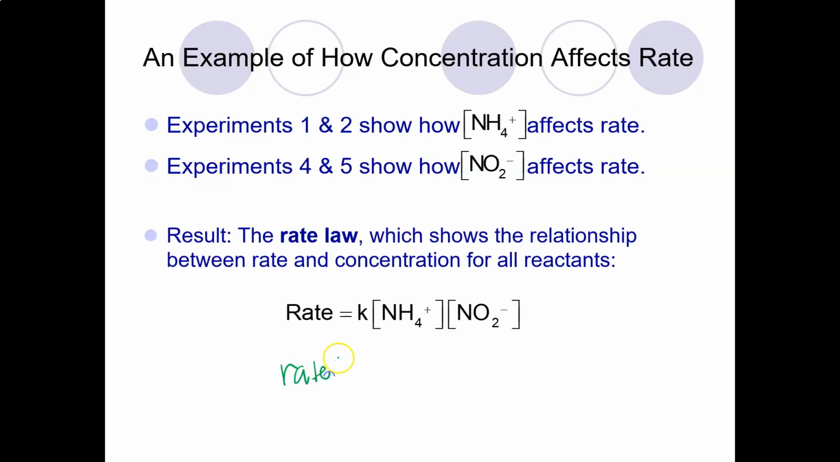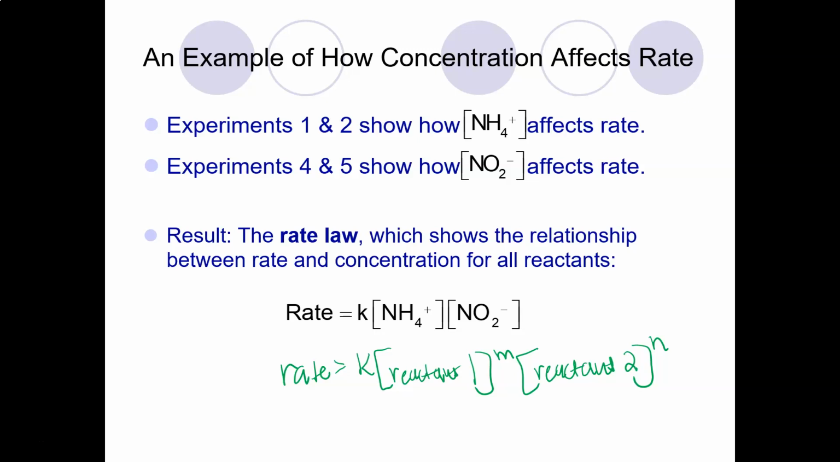Rate equals k, and then in brackets is reactant 1, the first reactant, raised to some power, times reactant 2 raised to some power. Now, if we have a catalyst, catalysts can also be included in the rate law. So we could have a reactant 1 raised to some power, a reactant 2 raised to some power, and then a catalyst raised to some power.